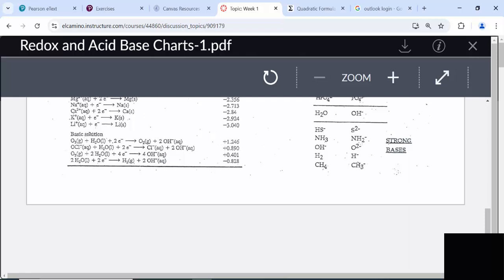Methide, CH3 minus. See, this is carbon with 3 single bonds in this case, and it's got to have a lone pair. That's going to make it super reactive. And so this is methide. So once in a while you just read it, and then go from there.